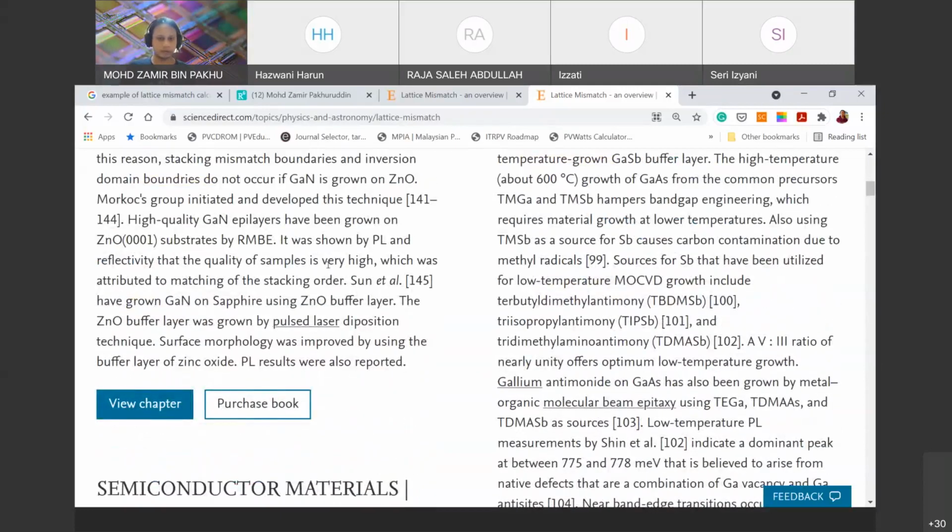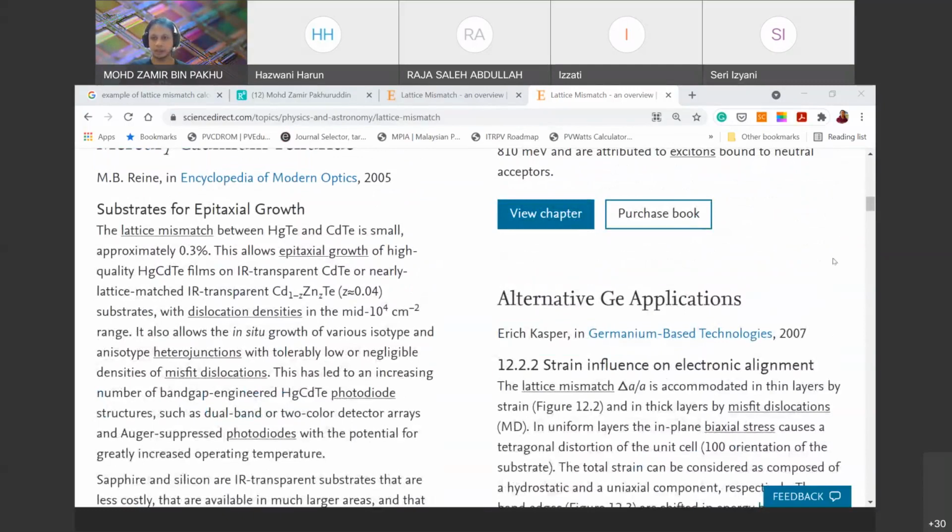Okay, you can just scroll down and see many more references given here. For example, the mismatch between mercury telluride and cadmium telluride is only about 0.3%. Okay, so this allows epitaxial growth of high quality mercury cadmium telluride films on IR transparent cadmium telluride. So, mercury cadmium telluride on cadmium telluride.